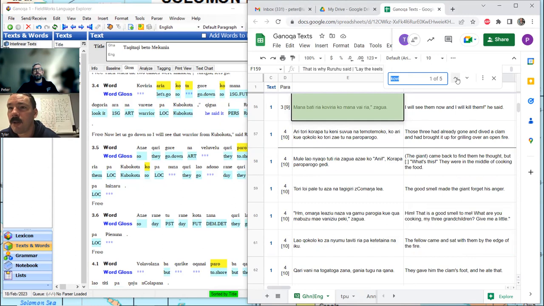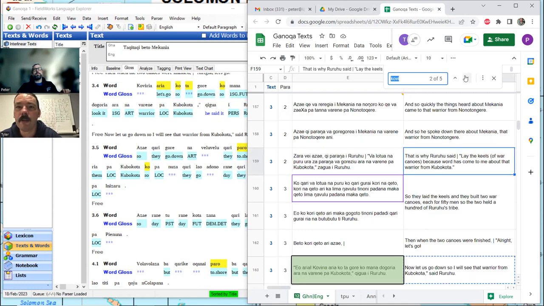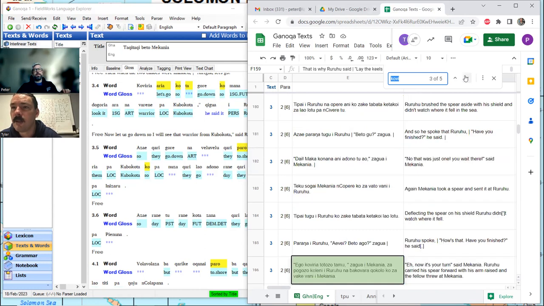I will see them now, and I will kill them. Mana Bati. Bati was also C, wasn't it? Yeah. And so Vi was kill, so it didn't help us very much. Okay, that's Koviria. That's this one. Let's go down. It almost looks like it means now. Now is in all 3 of these sentences so far.